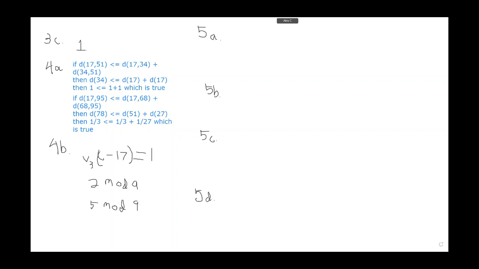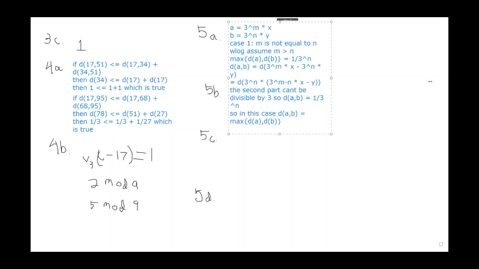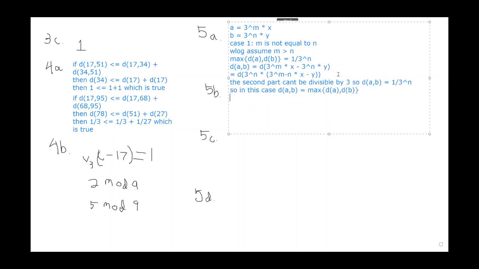Very good. All right, so let me first paste what we have for 5A. Let's take a look at this. All right, so yes, very good. We can let A equal 3 to the n times x, B equal 3 to the m times y, and if m is greater than n, those are okay. That's your case.